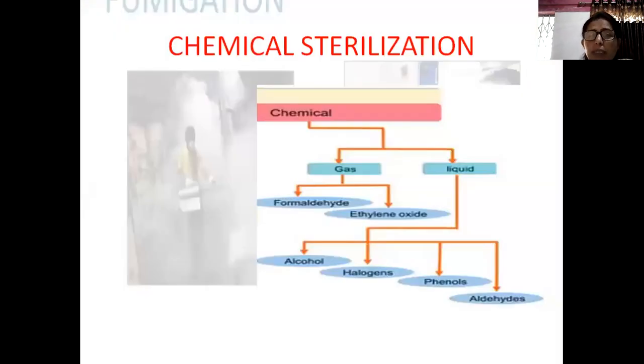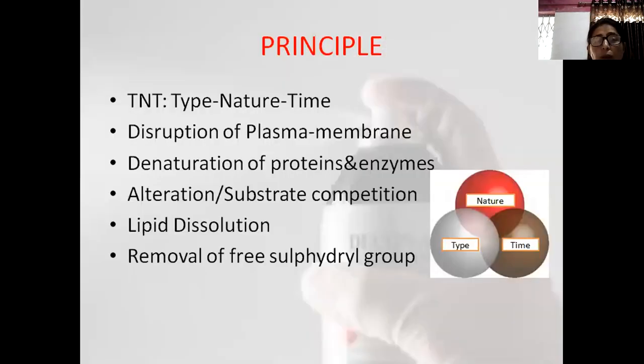Now, the types of chemical sterilization. The types of chemical sterilization are of two types: the gas, which can be used as a chemical sterilisant, and the liquid. In gas, we use formaldehyde and ethylene oxide, and in liquid we use alcohol, halogens, phenols, and aldehydes, which we'll be dealing in detail. What is the principle? How these chemicals kill the microorganisms, or what is the mechanism behind the chemical sterilization?